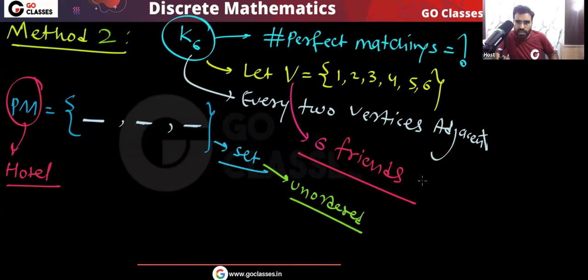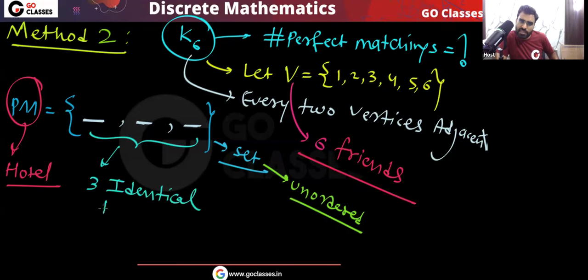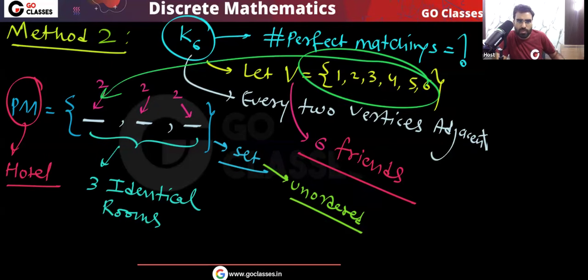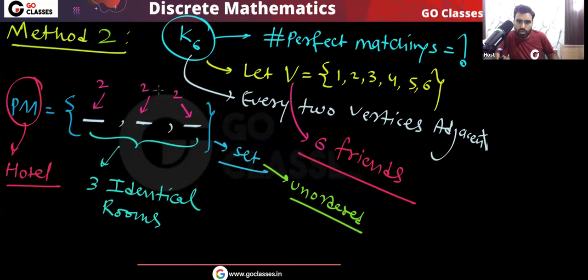So it is like we need to distribute 6 friends into 3 rooms. These are like 3 boxes or 3 rooms, 3 identical rooms, because order doesn't matter. So I can say these are like 3 identical rooms, and every room should get two people. So any two friends you choose, you can put them in this room. From the remaining four friends, you choose two friends and put in this room, and so on.